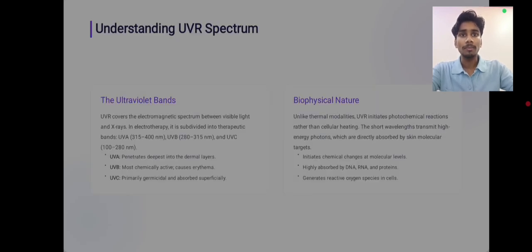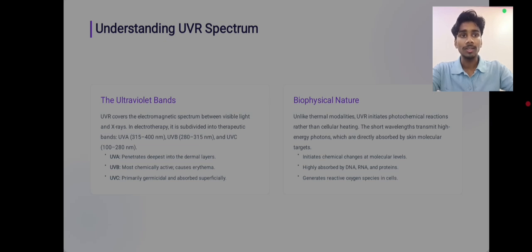The ultraviolet bands. UVR covers the electromagnetic spectrum between visible light and X-rays. In electrotherapy, it is subdivided into therapeutic bands, the UVA, UVB and UVC. UVA penetrates deepest into the dermal layers, while UVB, the most chemically active, causes erythema, and the final UVC is primarily germicidal and absorbed superficially.